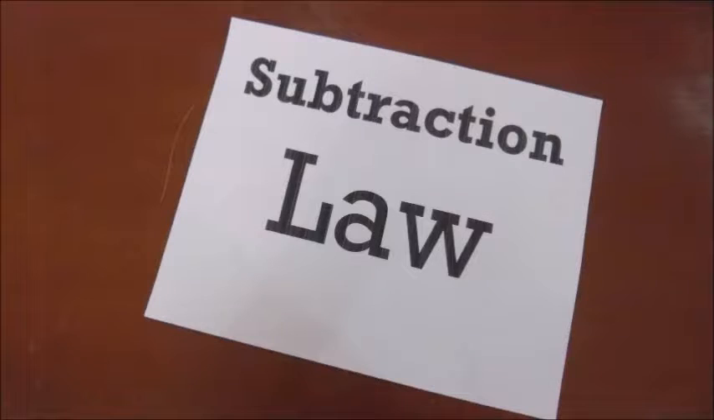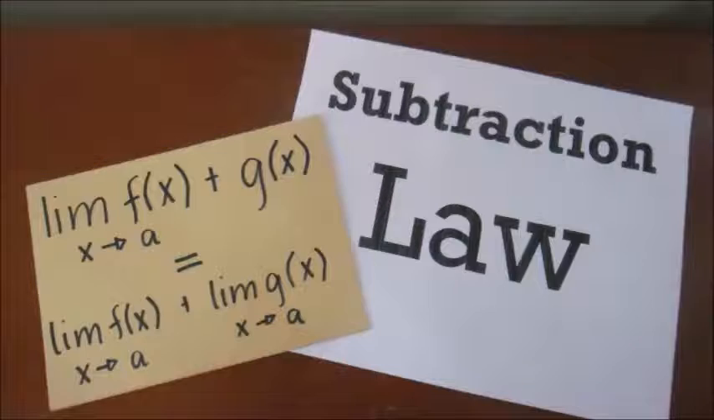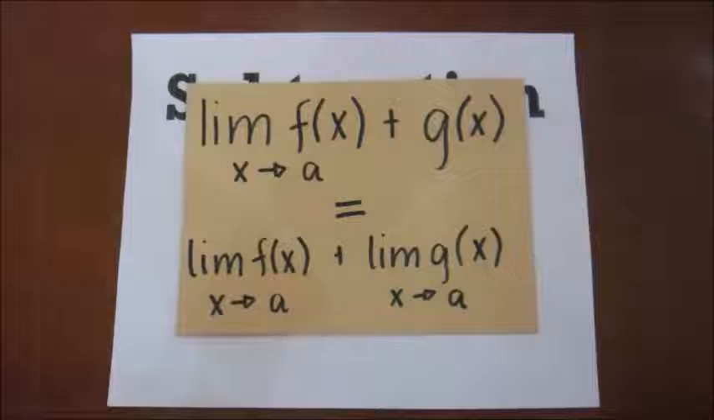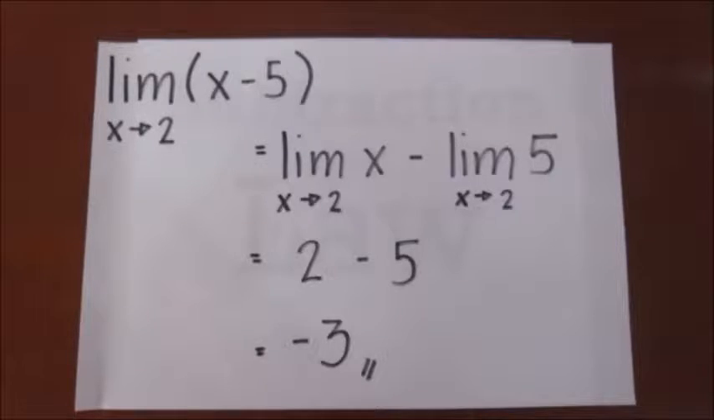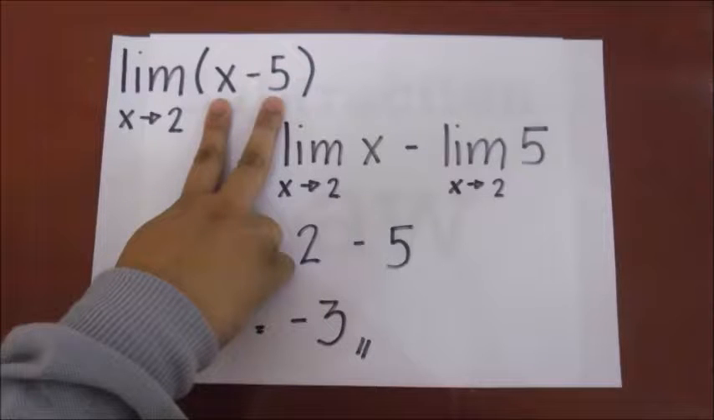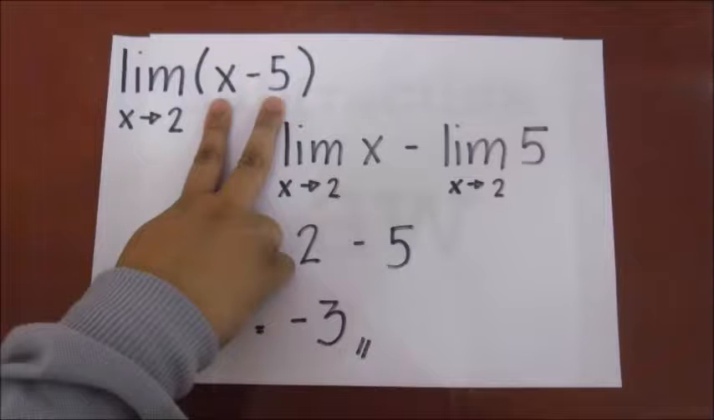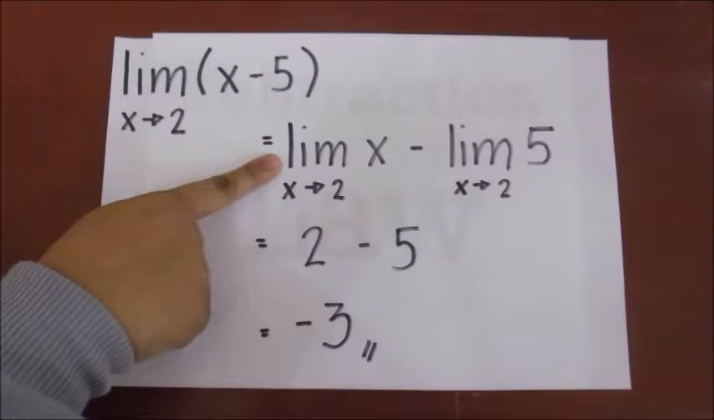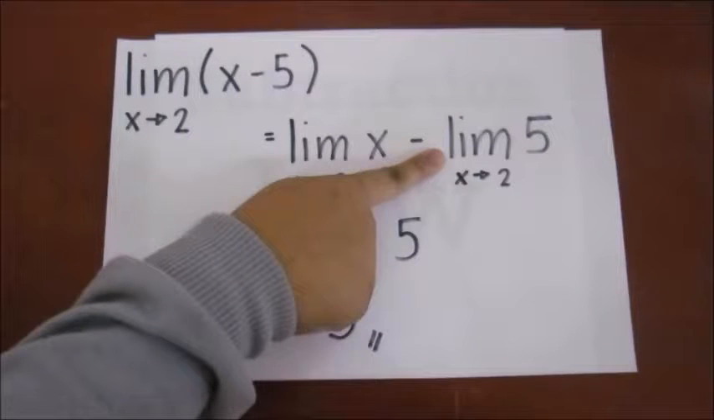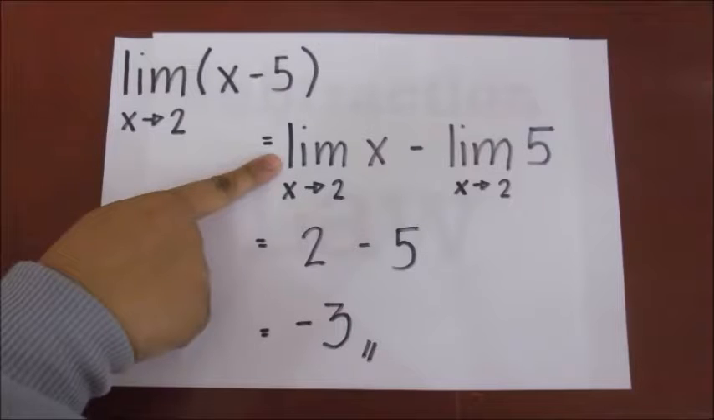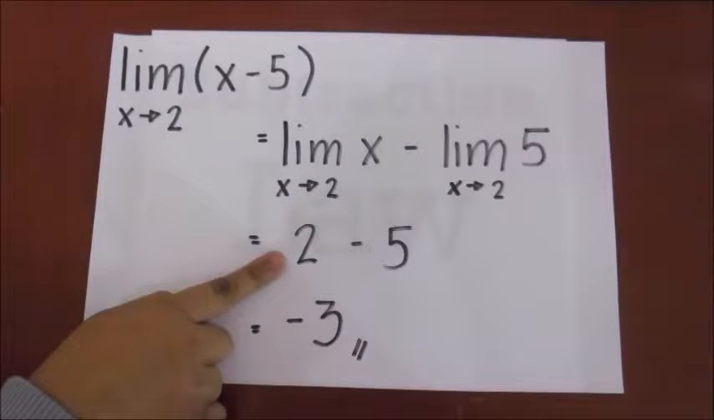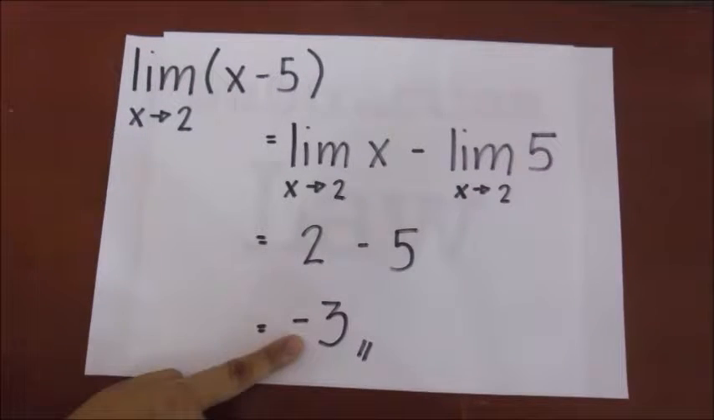Subtraction law. Essentially the same as the addition law, but for subtraction. Work with each term separately and subtract the results. For example, the limit of x minus 5 as x approaches 2. First, we're going to apply the subtraction law, wherein we have to find the limit of the terms separately. So, it would be the limit of x as x approaches 2 minus the limit of 5 as x approaches 2. Then, we're going to apply the identity law for the first term, so it would be 2. Then the constant law for the second term, so it would be 5. 2 minus 5 is equal to negative 3.